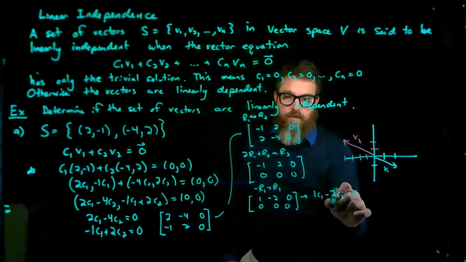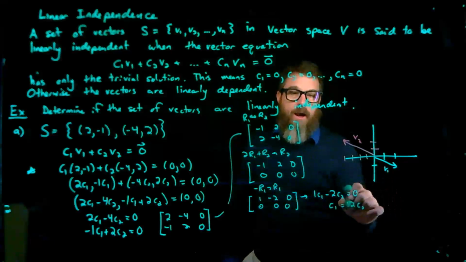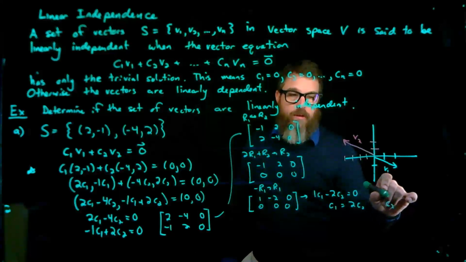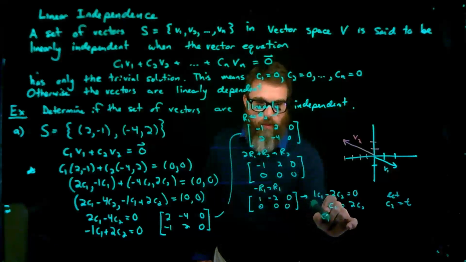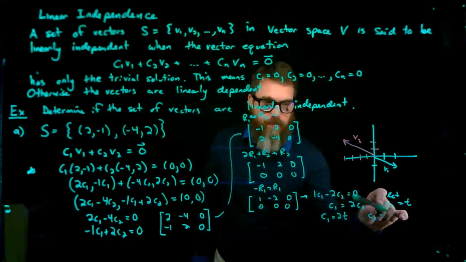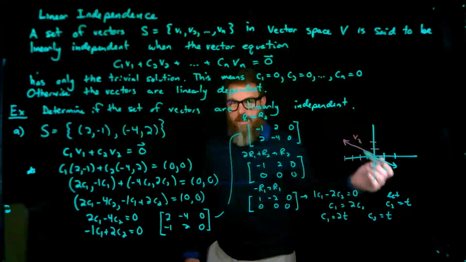So what I can do is solve this for c1. So c1 is equal to 2c2. Now I write the right-hand side as a parameter, so I say let c2 equal t. So then finally we would have c1 is equal to 2t, and then c2 would just be equal to t. What I'm trying to show is if this thing is linearly independent or linearly dependent.